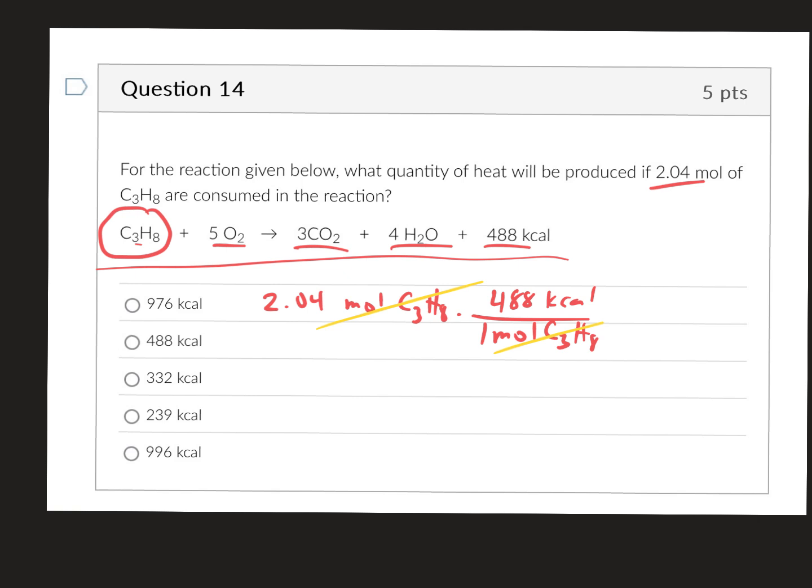It asks what quantity of heat. Well, we're in quantity of heat already, so we just multiply and divide. So 488 multiplied by 2.04 is 995 point something, which rounds to 996 kilocalories. There it is. Does that make sense?